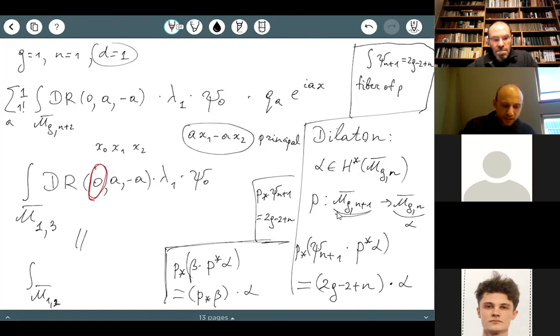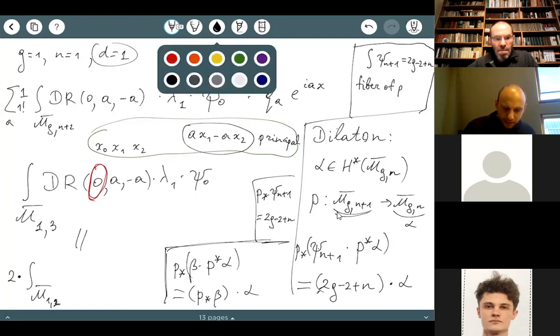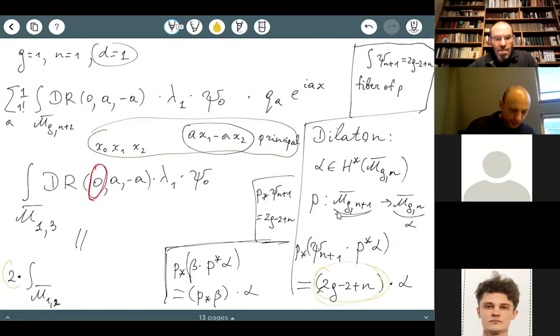And the class lambda one is the first Chern class of the Hodge bundle, and the Hodge bundle does not depend on marked points at all. The Hodge bundle describes holomorphic one forms on curves, and it doesn't matter where the marked points are. So the double ramification cycle and lambda one are pullbacks from M_{1,2} bar. And I have this class psi zero, which is precisely what the Dilaton equation is adapted to. So 2g minus 2 plus n in this case is 2. Let me use some color. 2g minus 2 plus n is this 2 here. And then we have the double ramification cycle of a, n minus a, times lambda one.